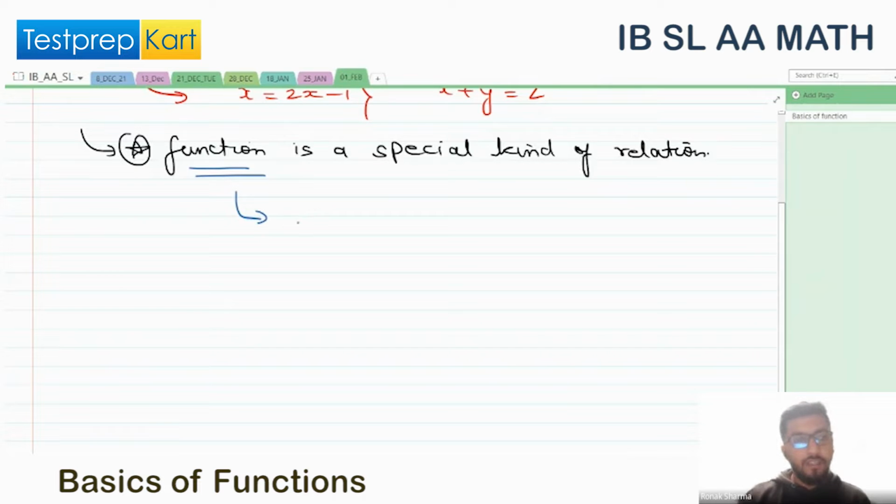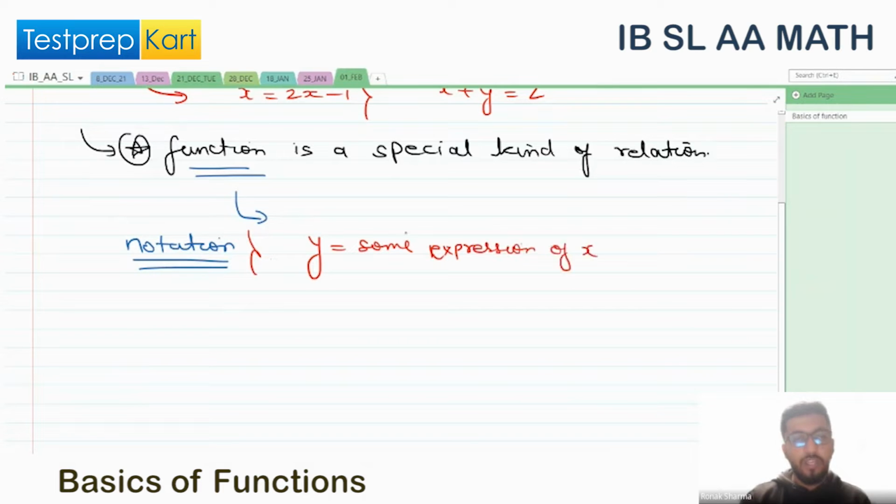First of all, let us see the notation of the function, then we'll explore what a function is. We write the function in this form: y equals some expression of x. Or it can be f of x equals some expression of x. Or sometimes they give you like this, y equals f of x.